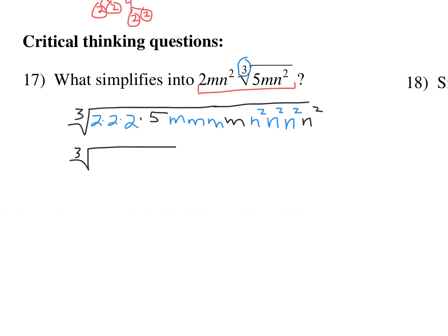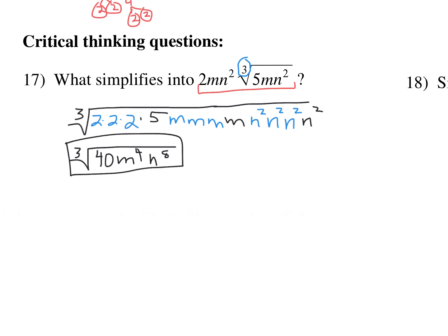Then we're going to simplify. So 2 times 2 times 2 is 8. 8 times 5 is 40. So this would be 40. And then 1, 2, 3, 4 m's. So that would be m to the 4th. And then 2, 4, 6, 8 n's. So n to the 8th. So that's what we must have started with.